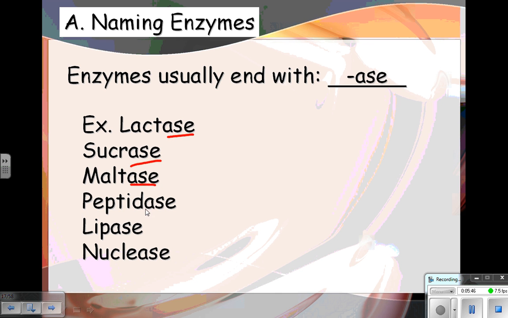Here's a tougher one. Peptidase. Now here's a tough one because I don't think David saw my unit when I talked about this. What peptide? I think you missed that section. This splits apart amino acids. It breaks down the peptide bonds that are in proteins. Yeah, you missed that. Here, look, lipase. Guess what that breaks down?